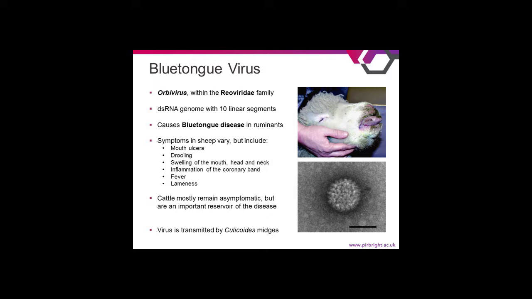Blue tongue is an orbivirus within the Reoviridae family. It has a double-stranded RNA genome with 10 linear segments, and it causes blue tongue disease in ruminants. The symptoms vary depending on the host. Sheep, which are the most affected, display symptoms such as mouth ulcers, drooling, swelling of the mouth, head and neck, inflammation of the coronary band, fever and lameness. This picture here is of a quite badly infected sheep.